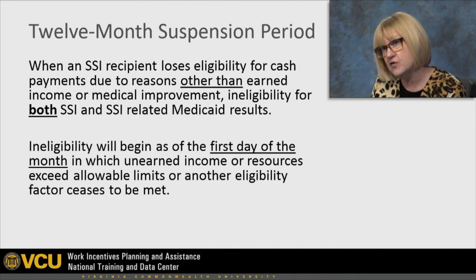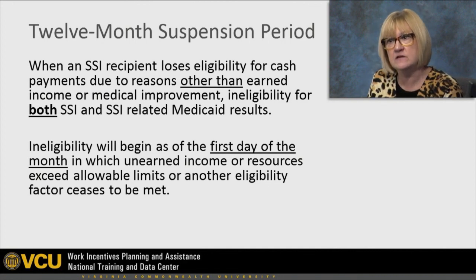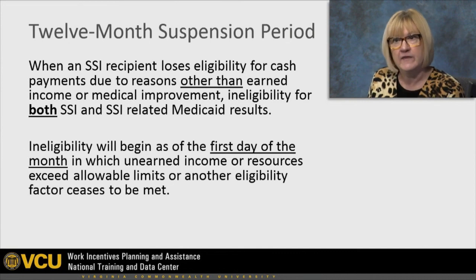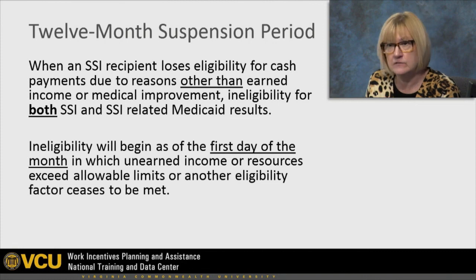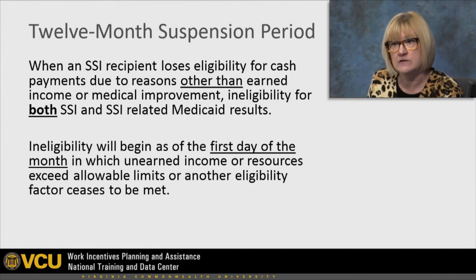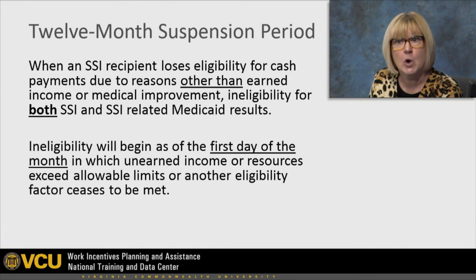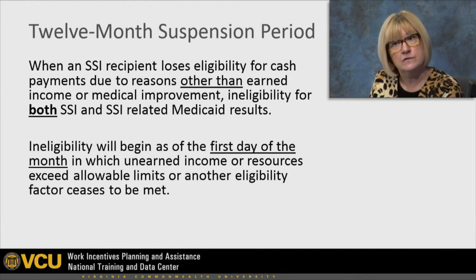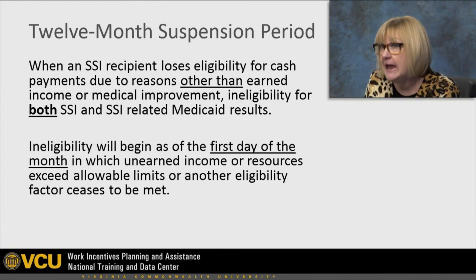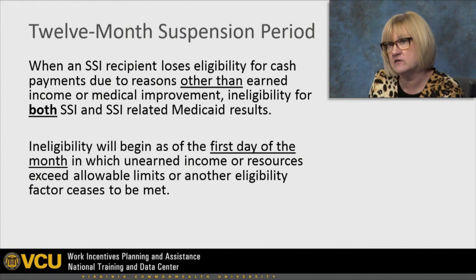But it's something to make sure beneficiaries know about, because they often assume when they're found ineligible that they're done and they're never allowed to come back. And nothing could be further from the truth. Thank goodness for the 12-month suspension period. It's a powerful provision, and we want you to know about it, and we want to make sure that the beneficiaries you work with are aware as well. So if they can establish entitlement again within a year, they can go back to Social Security and be reinstated.